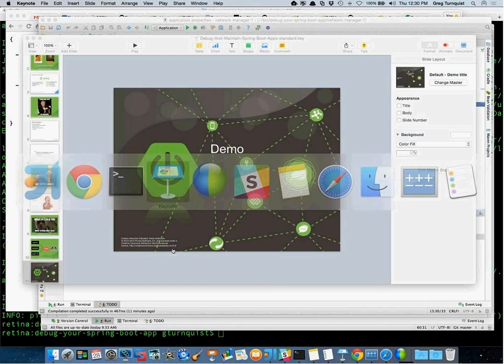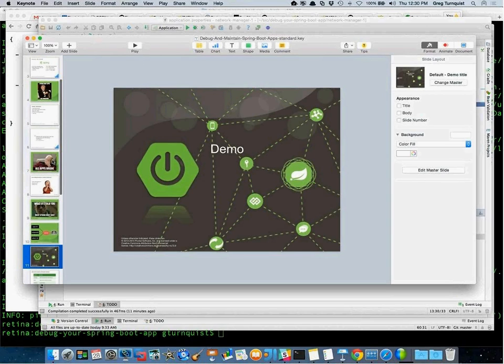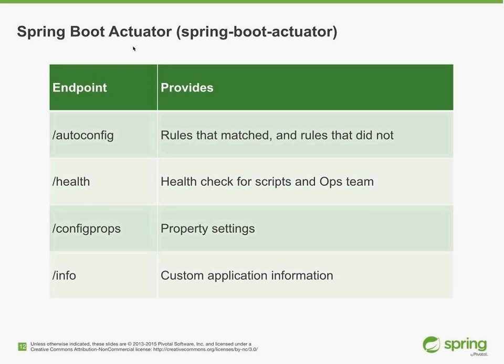Now what I'm going to do is flip back to the slides here. So as a quick recap, we're looking at Spring Boot Actuator, and what it gives us out of the box. It gives us an auto configuration report that tells us what rules matched, what rules did not match. We have a health check, which gives us an opportunity to plug in our own checks. I think Boot has several, like it'll ping databases and things like that, but we wrote an ActiveMQ broker check. You can look at property settings.